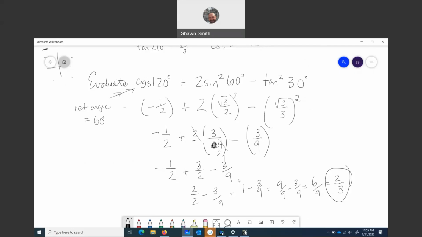Any questions? Pretty simple, huh? Just find the reference angle, right? And figure out what is the correct sign, positive or negative, for those trig function values.